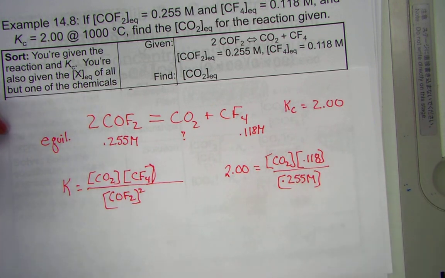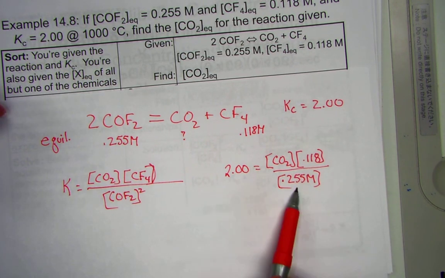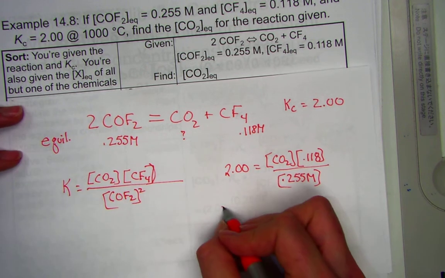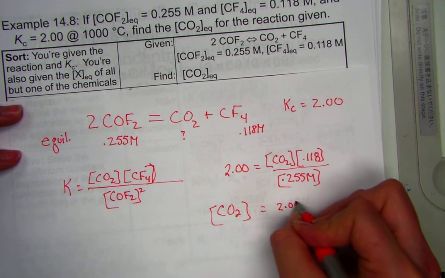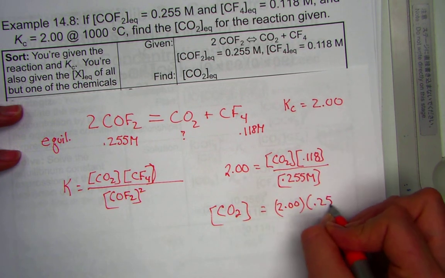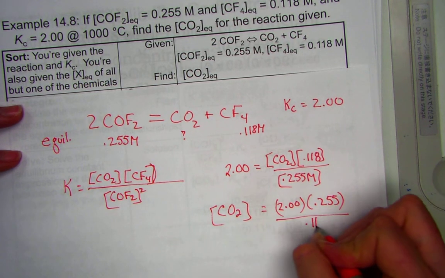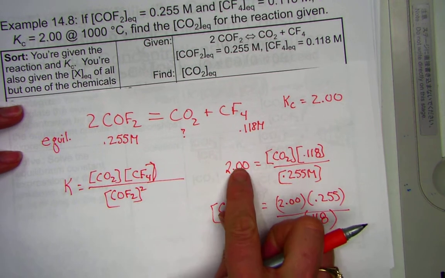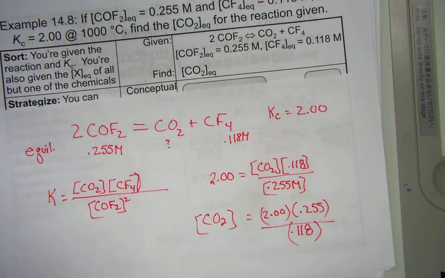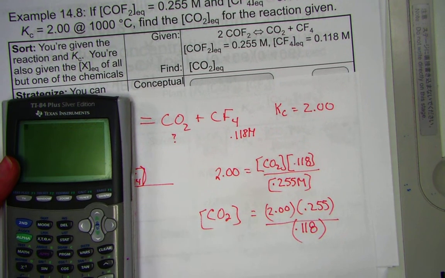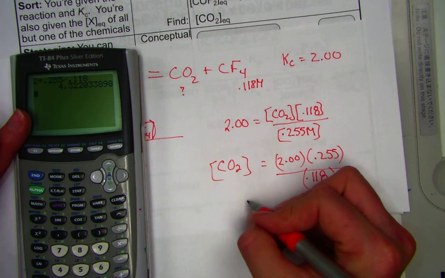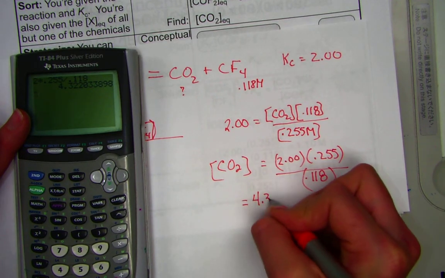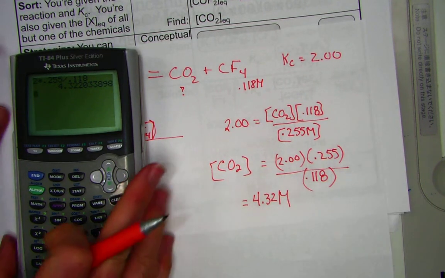What's the missing concentration? Straight algebra. We'll cross multiply and divide. So solving for carbon dioxide at equilibrium, 2.00 times 0.255 over 0.118. Cross multiply, divide, isolates carbon dioxide. 2 times 0.255 divided by 0.118. The concentration at equilibrium, 4.32 molar units.